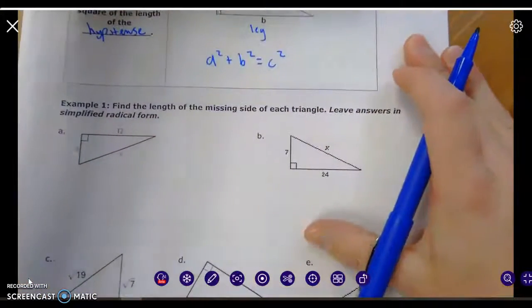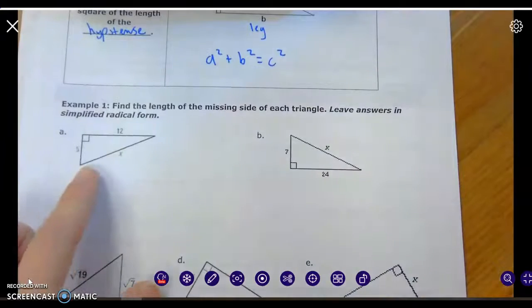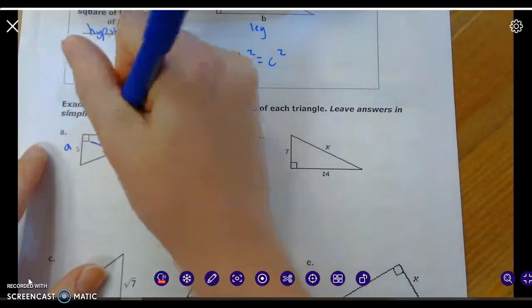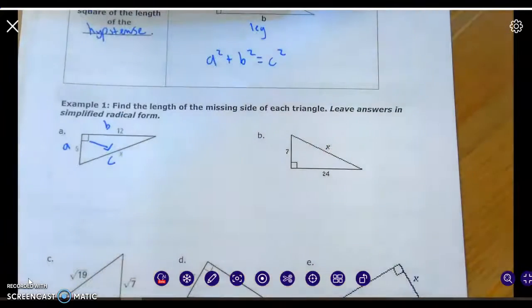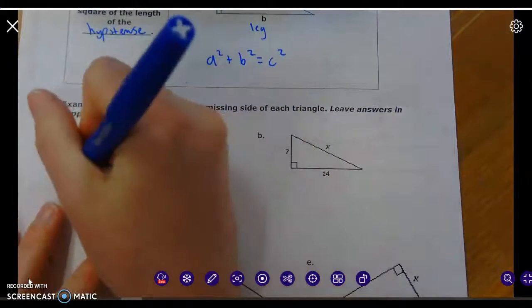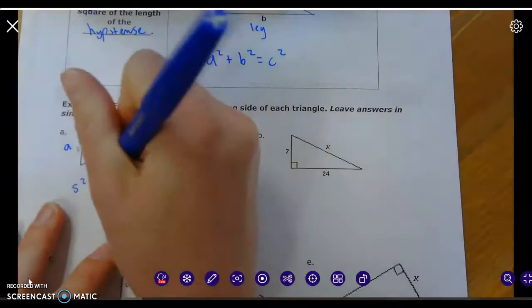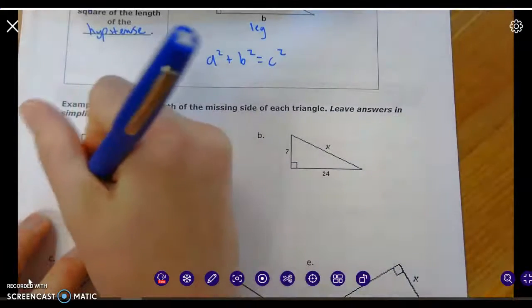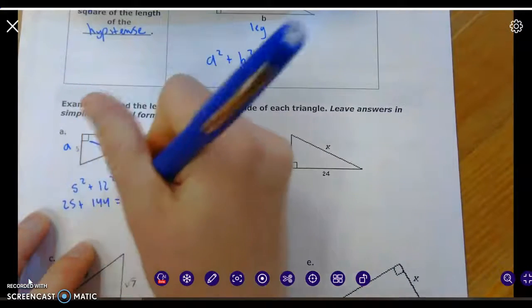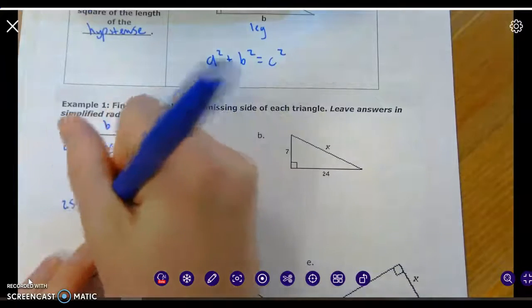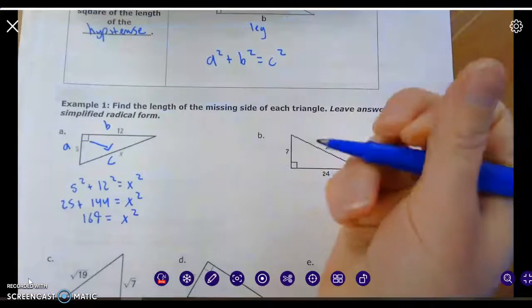Okay, so let's look at example A. We're going to start by labeling our two legs, A and B, and then our hypotenuse is C. So then we're going to plug those three things into the Pythagorean theorem. So we have 5 squared plus 12 squared equals x squared. And then we will multiply those numbers out. So 25 plus 144 equals x squared. And then we have 169 equals x squared.